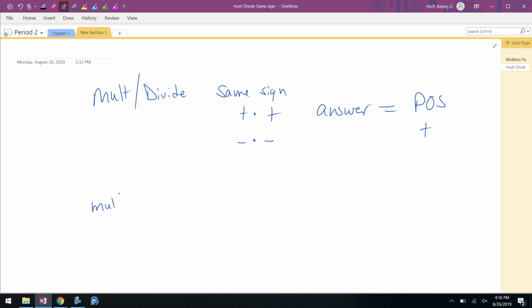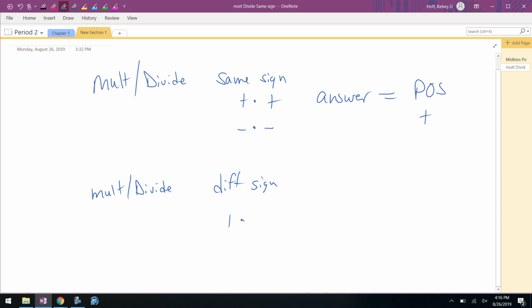If you multiply or divide different signs, it doesn't matter which one's larger or which one's smaller, a positive times a negative or a negative times a positive, your answer is always negative. Okay, it doesn't matter larger versus smaller on multiplication. You're just looking at if they have the same sign, they're buddies, they become positive. If they're opposite signs, they clash, they become negative.